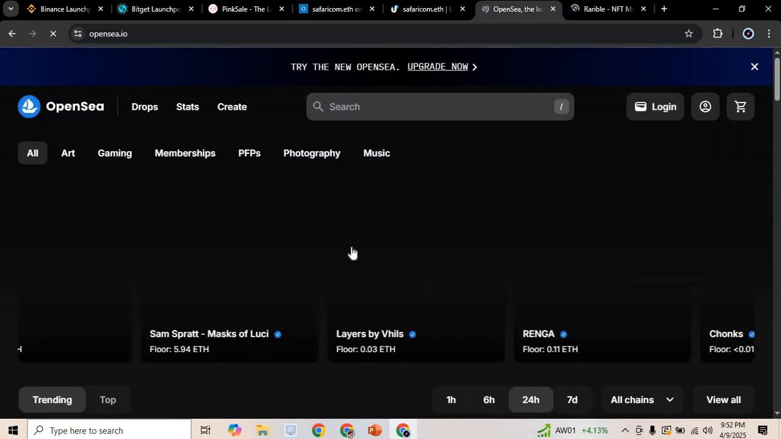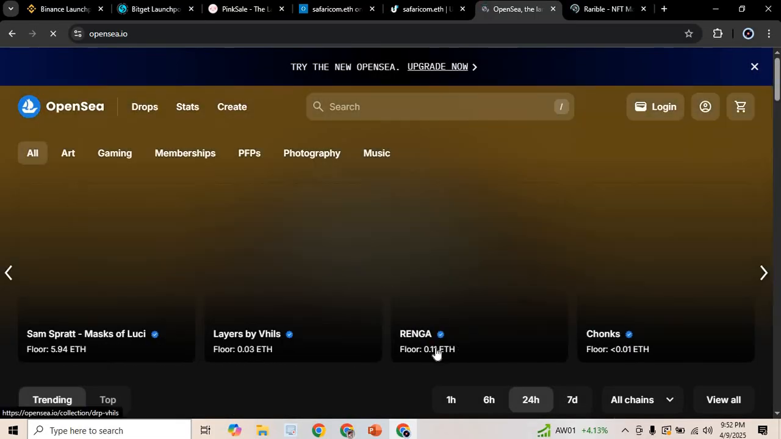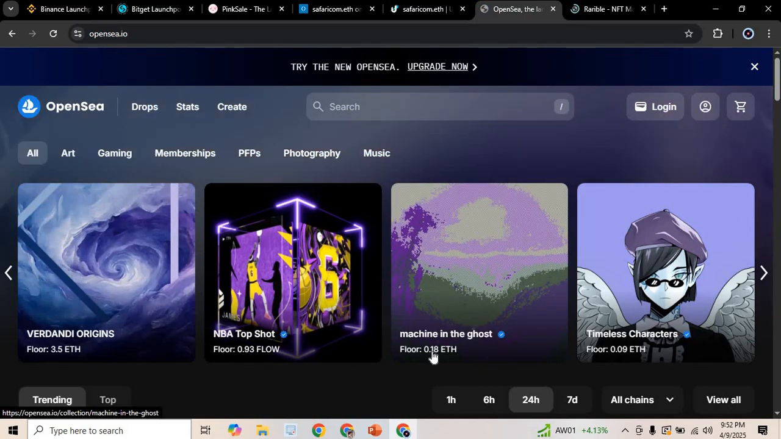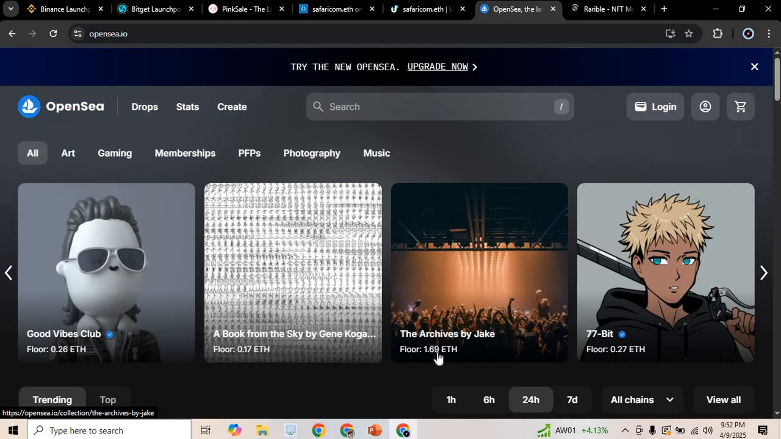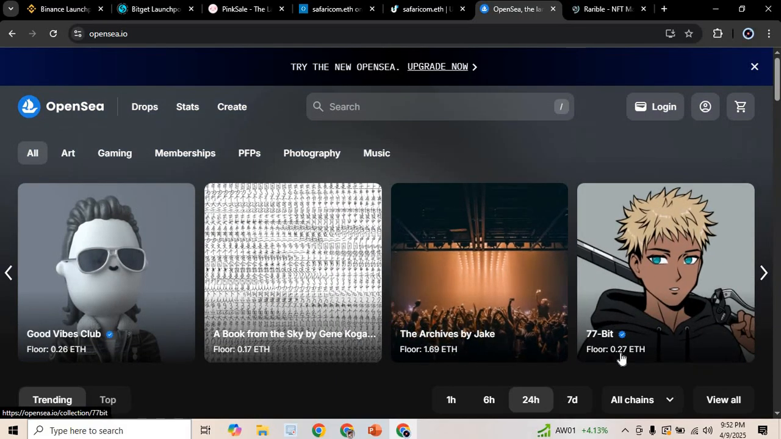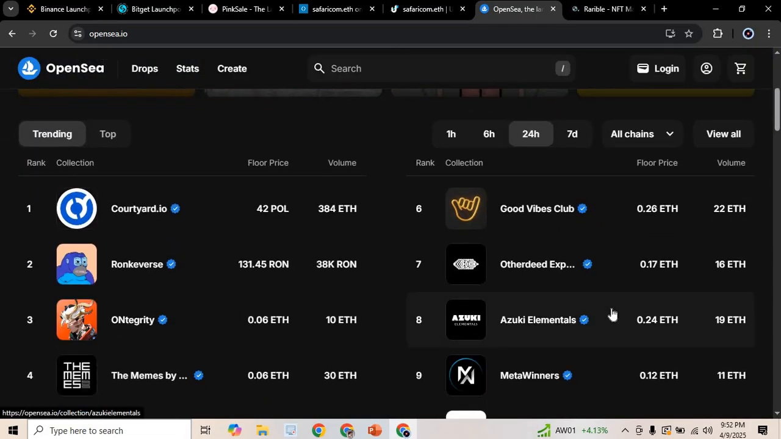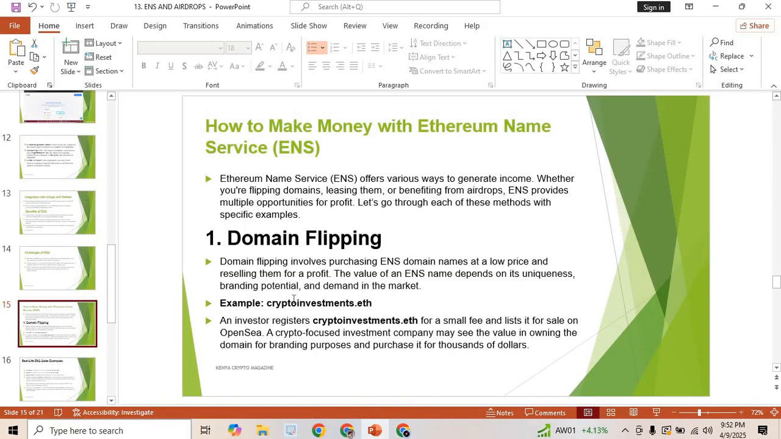Perfect. So you can see these are digital arts that people are selling. You can see this art right here is going for a 0.9 floor. The floor price of this one is 0.16 Ethereum, 0.27 ETH, and so on and so forth. So from this part, you can come and register your domain names and sell them from this site right here. Rarible is the same. I don't know why it's not opening, but when it opens, I'll show you. So an investor will register that, then come and list it on OpenSea or Rarible, and they can actually sell.